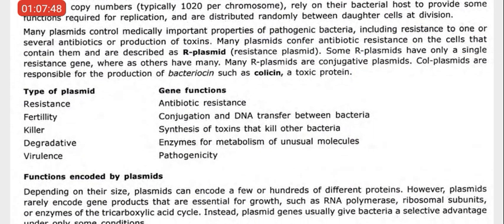Types of plasmid: resistance, antibiotic resistance; fertility, conjugation and DNA transfer between bacteria; killer, synthesis of toxins that kill other bacteria; degradative, enzymes for metabolism of unusual molecules; virulence, pathogenicity.